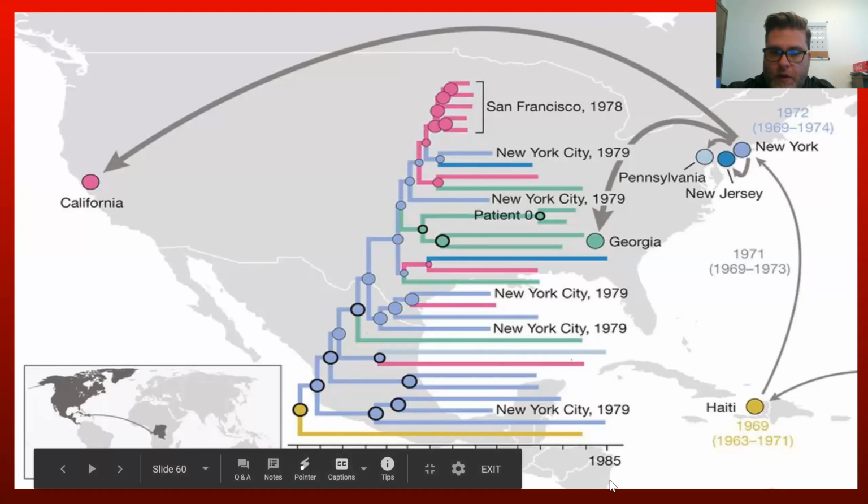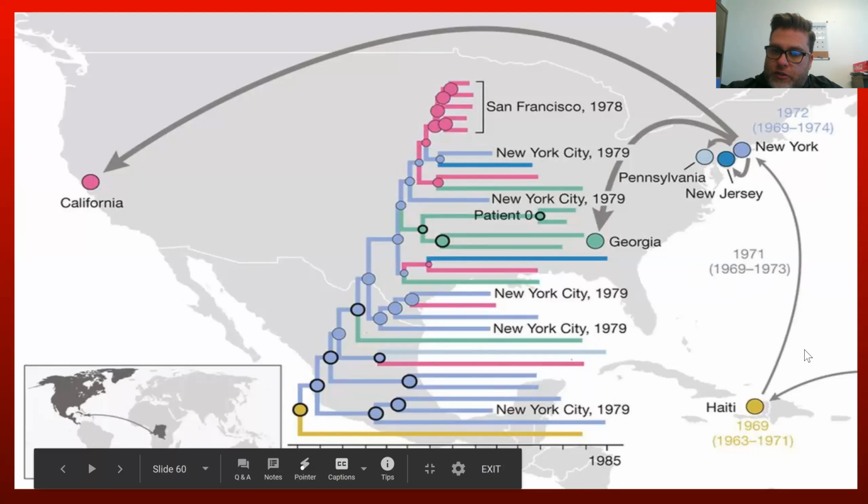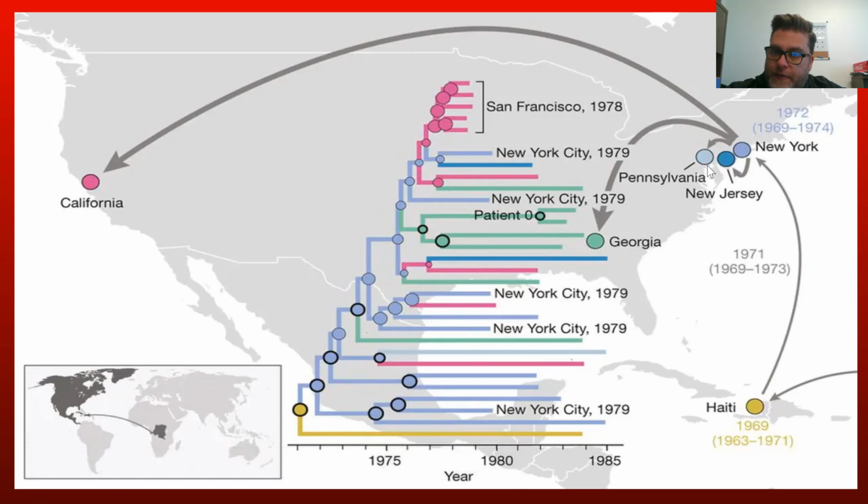So let's look at this timeline real quick. So we have here in 1969 through 1974 in New York. Well, let's start down here. 1963, 1971, we have HIV in Haiti. Okay, came over from Africa. It starts here in Haiti for the Western Hemisphere. Okay, then from Haiti it goes up to New York. From New York it goes to New Jersey and Pennsylvania. Also from here in New York it goes down to Georgia.